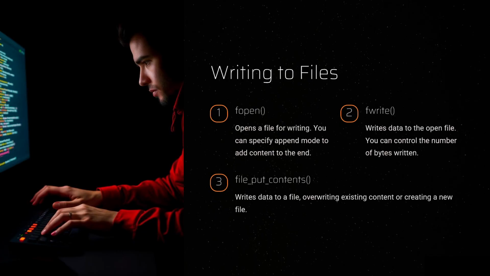Now, writing to files. To write to a file in PHP, you first use the fopen method to open the file in write mode. Then you can add content using the fwrite method. For simpler tasks, file_put_contents allows you to write data to a file in one step. These functions are crucial for saving and updating information in your applications.